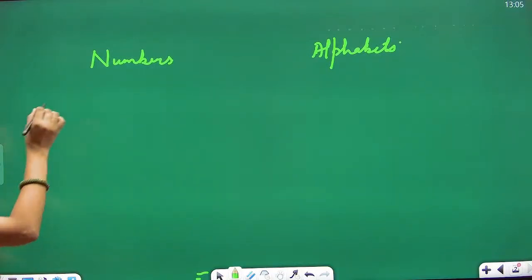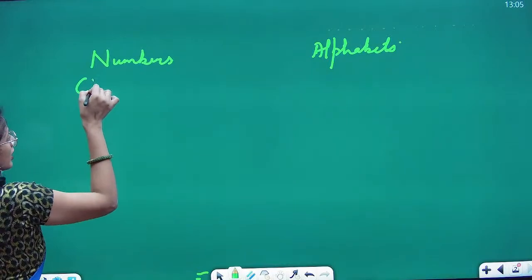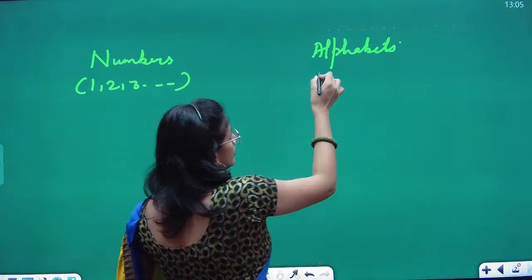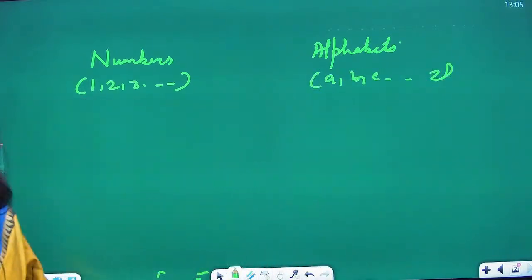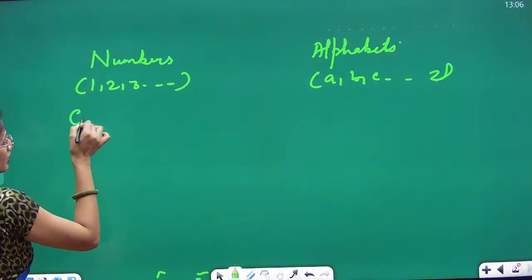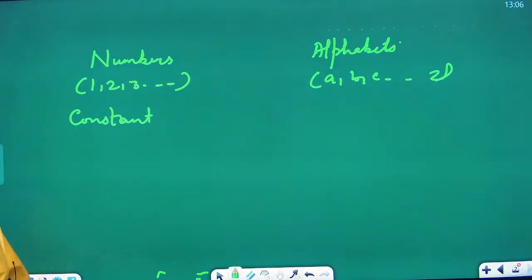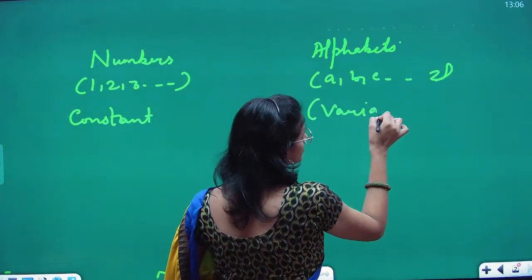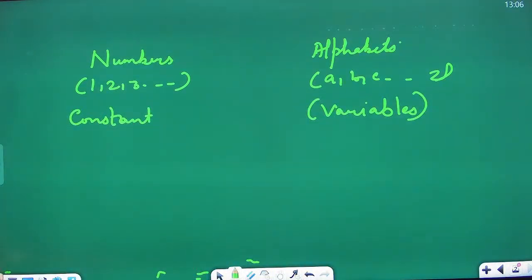But in maths now, in algebra, numbers are named as constants. Numbers are like 1, 2, 3, and so on, and alphabets are A, B, C, up to Z. In algebra, numbers are named as constants and alphabets are named as variables.